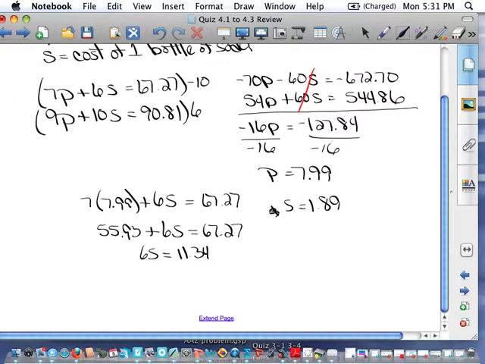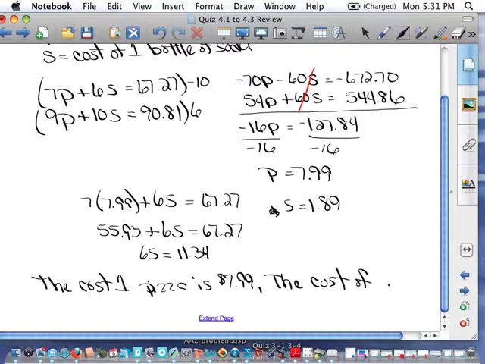$1.89. Remember, you want to write a sentence that talks about this. So the cost of one pizza is $7.99. The cost of one bottle of soda is $1.89. And again, you want to think about that and ask yourself, is that a reasonable amount? If you got the price of a soda, bottle of soda was $10,000, you might want to think about that.